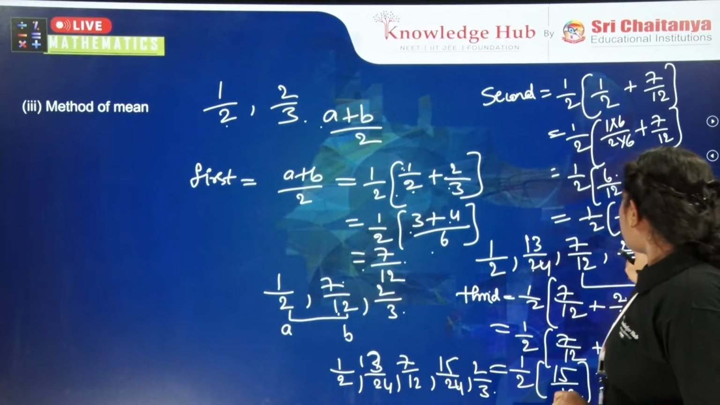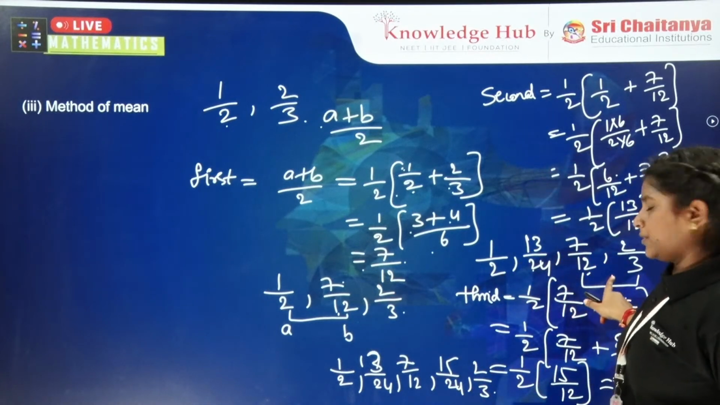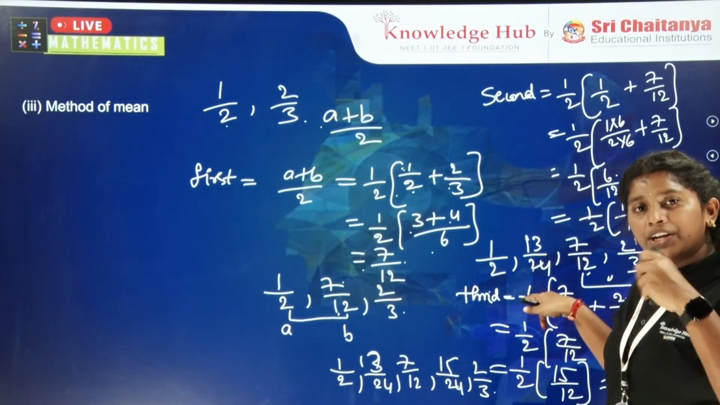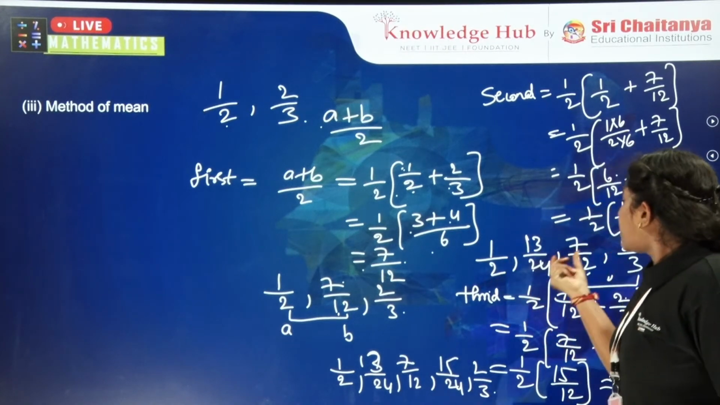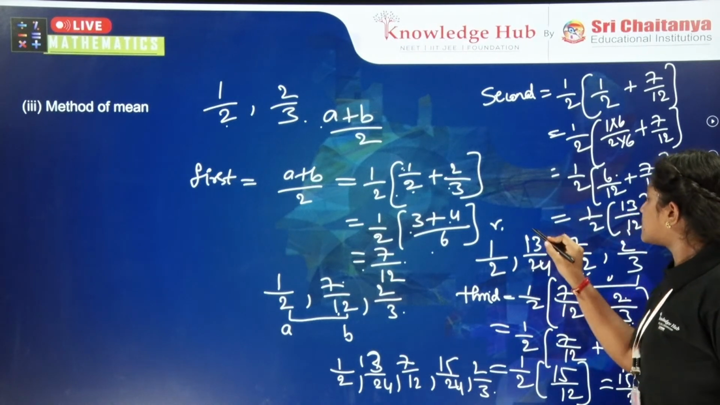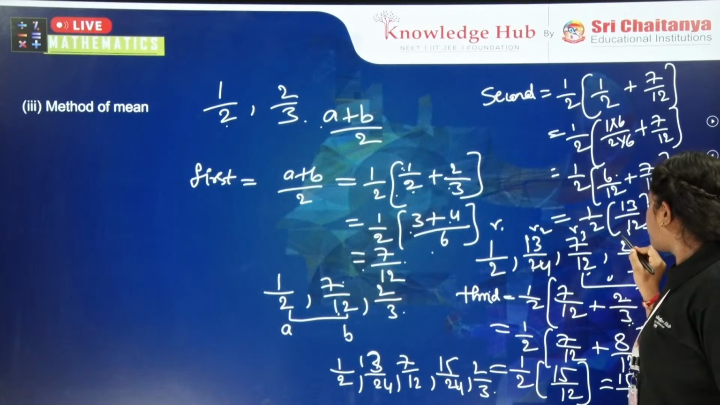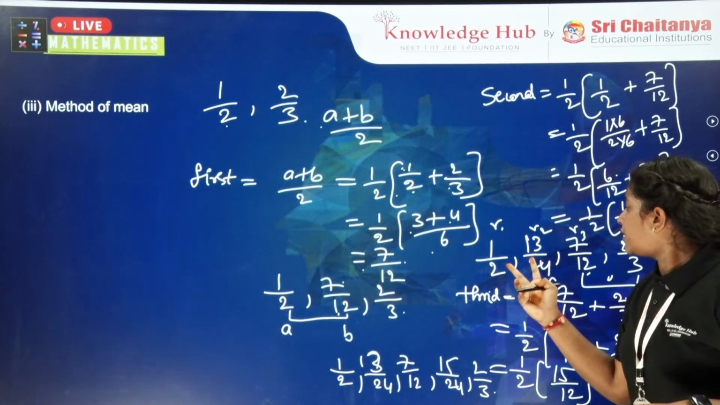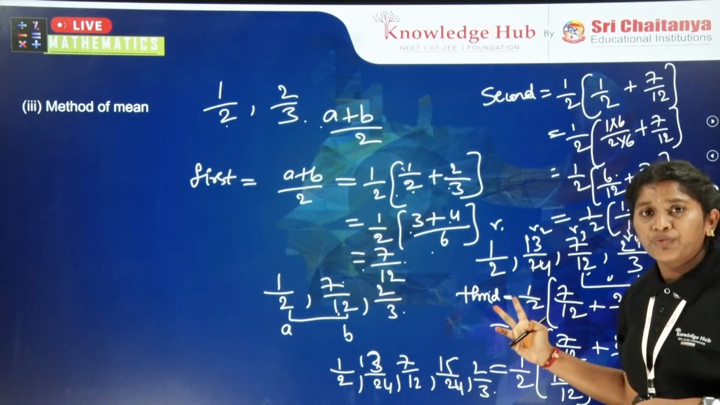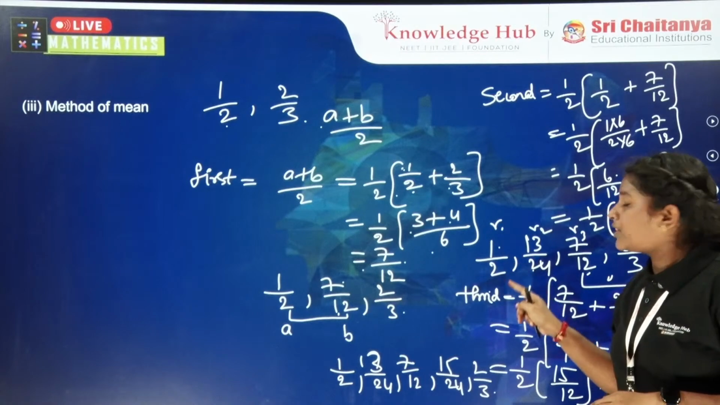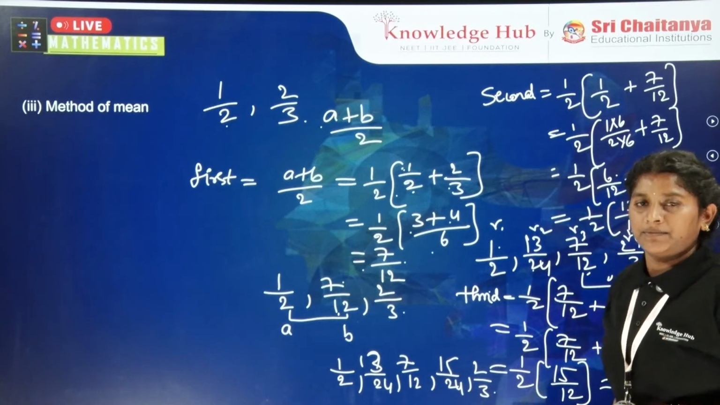So here I am considering between 7 by 12 and 2 by 3. And if you want to consider between 13 by 24 and 7 by 12, it is your wish. Okay. If we have rational number 1 and rational number 2, 3 and 4, if you want to take the mean of R1 and R2, you can take it and you will get another rational number. That rational number also lies between 1 by 2 and 2 by 3.